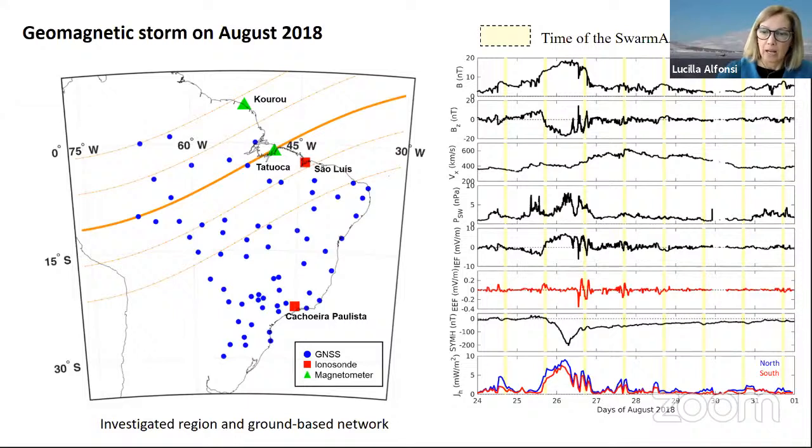This is a picture that summarizes the condition of the geomagnetic storm that we have studied. In yellow, you see the time of the Swarm A and XS daily tracks for your reference. This was a quite severe geomagnetic storm, also with some injection from the high latitude of Joule heating that induced perturbation at a lower latitude.